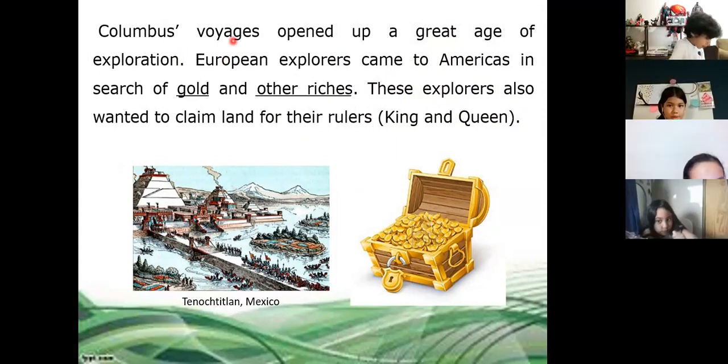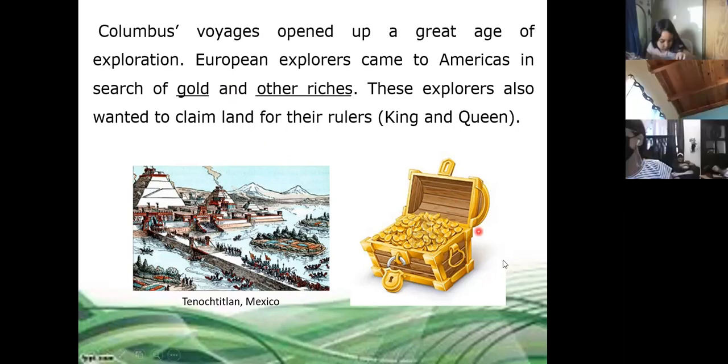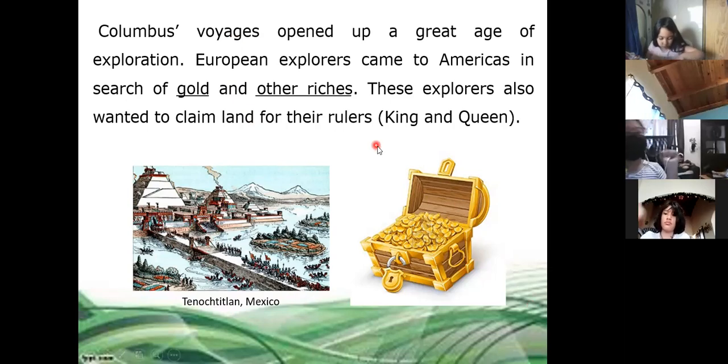Columbus's voyage opened up a great age of exploration. European explorers came to the Americas in search of gold and other riches. These explorers also wanted to claim land for others, like kings and queens.